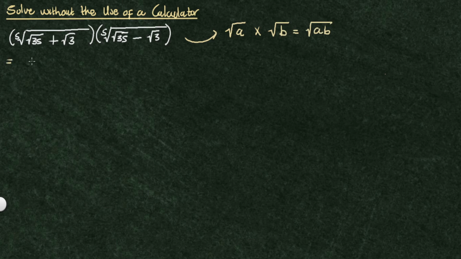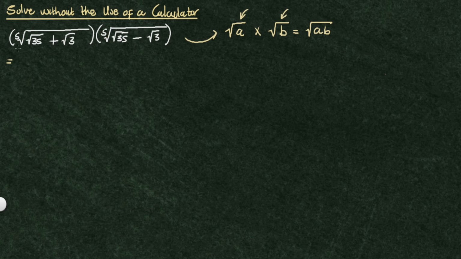I used a square root here, but here we have a fifth root. Irrespective of the order of the root, this rule applies. You have a third root, you have a fourth root. As long as the roots are the same, this rule applies.